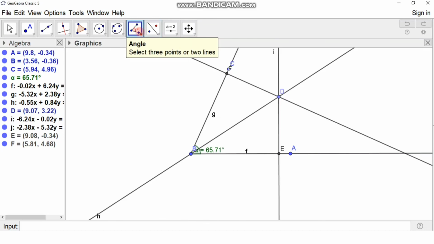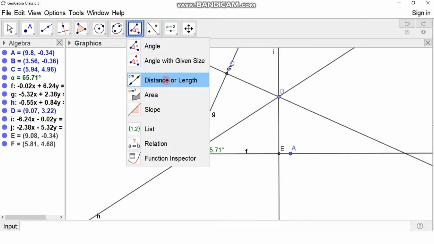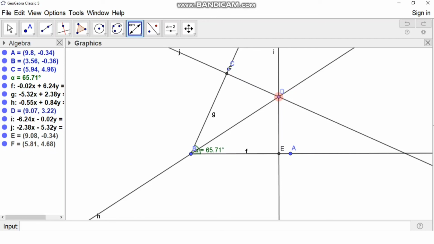For this we have the distance or length icon, click on that. So firstly click on point D and then on point E, and we get the distance DE as 3.56. In the same way, to find the distance DF, click on point D and then on point F, and we get the distance DF, which is again 3.56. So here the two distances DE and DF are equal, that is 3.56. That means point D is equidistant from these two sides of the angle.